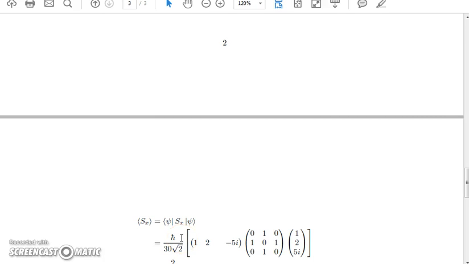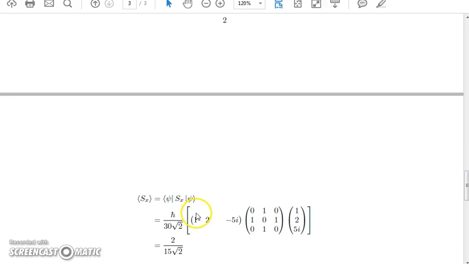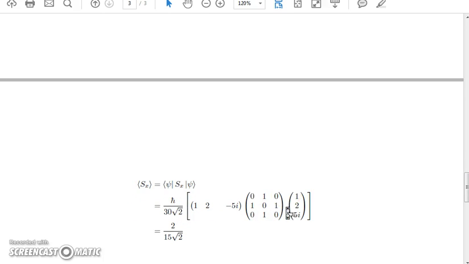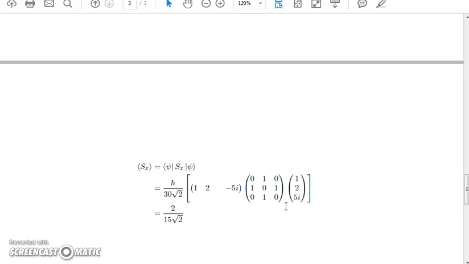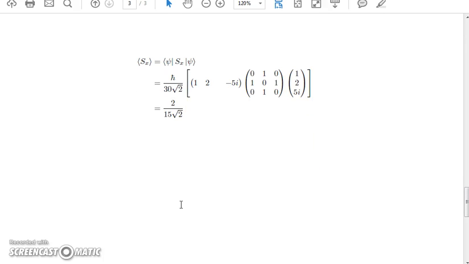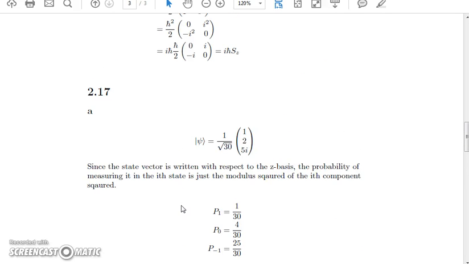So we keep going and just carry out that computation. I've pulled out all the constants from in front of the vectors and the operator here. So that's just out here. And then this, I did this matrix multiplication in Mathematica, and this should be 2h bar 15 over root 2. So that's it for problem 17.